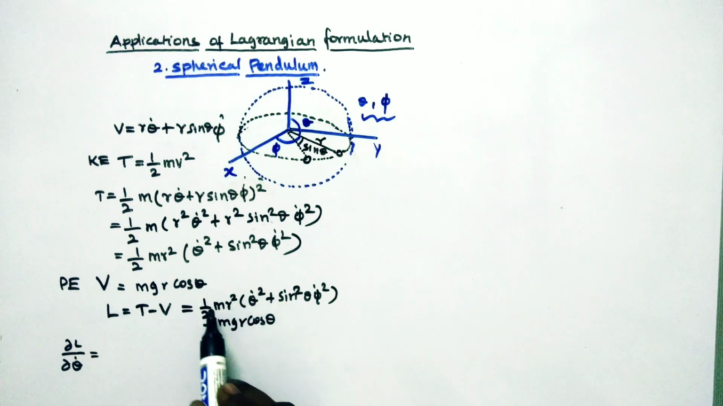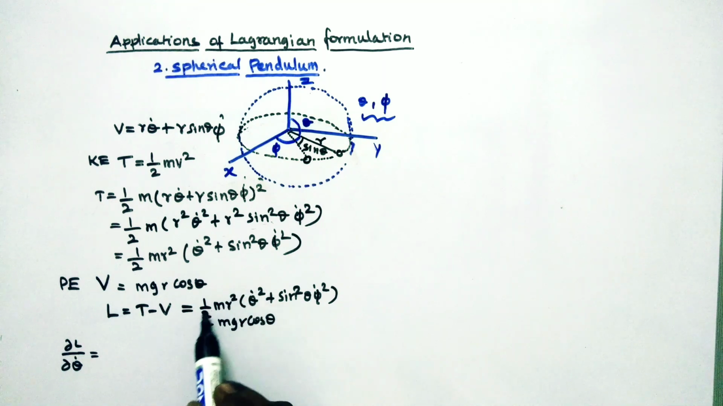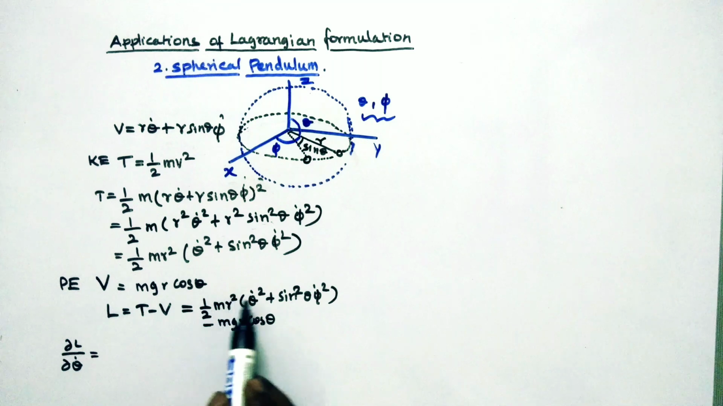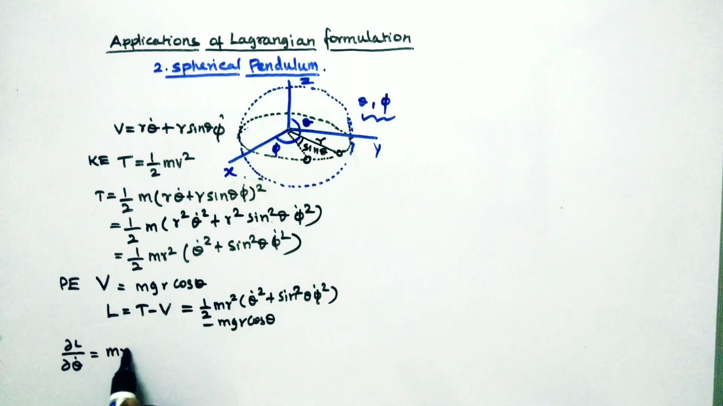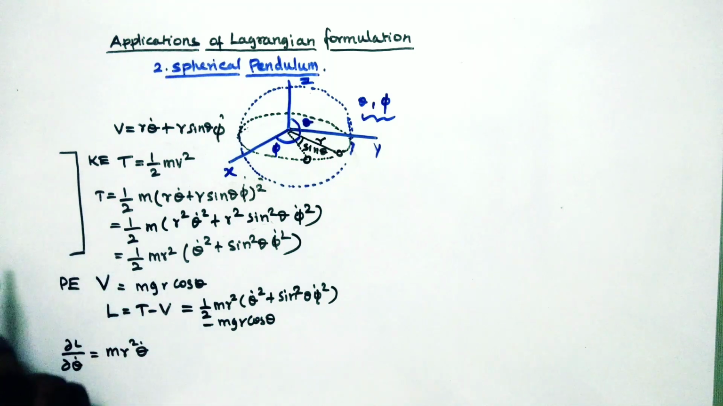It will get the value of m r square times 2 theta dot. The 2 cancels, and the remaining term is m r square theta dot. Okay, this is ∂L/∂θ̇. If you cannot understand, I can explain here.